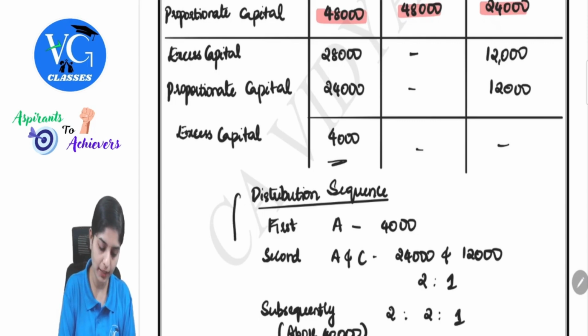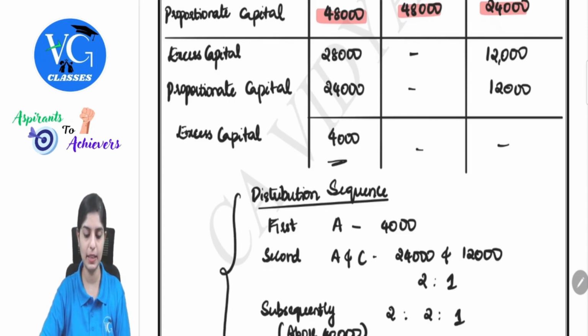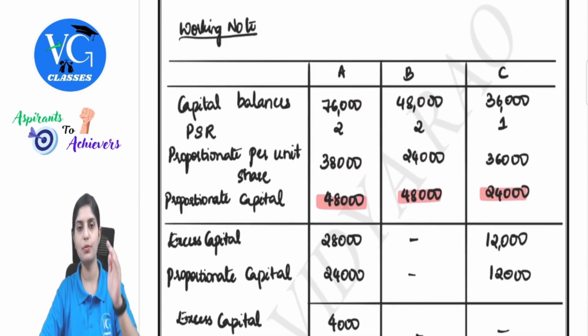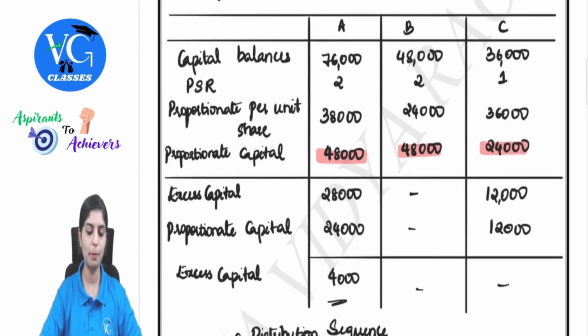So in order to find this out, we just made this table. So what is the structure? We first took the capital balances, found out per unit of share with respect to their profit sharing ratio. Then took the capital of the partner who has the least balance as a proportionate basis. So 24,000 for 2, 24,000 for 2 and 1. So this gave us the proportionate capital.